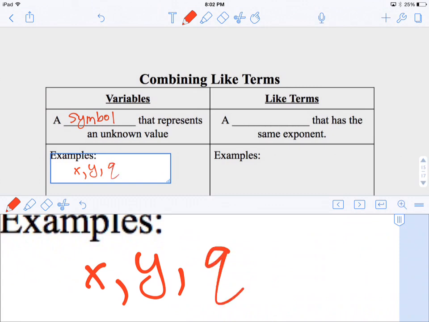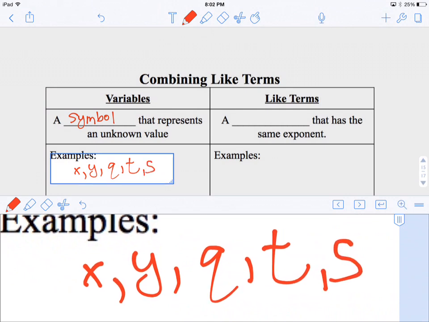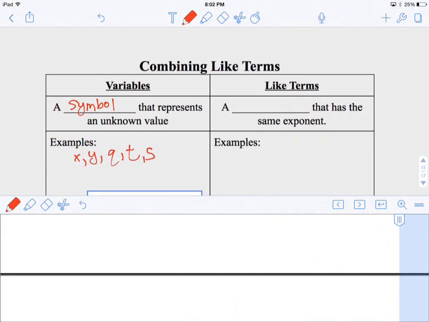Q I like. T, if you use T, make sure you curve the stem so it doesn't look like a plus sign. See how that kind of looks like a plus sign? Bad, don't do that. S's kind of look like fives. Be careful with those. That should be enough.